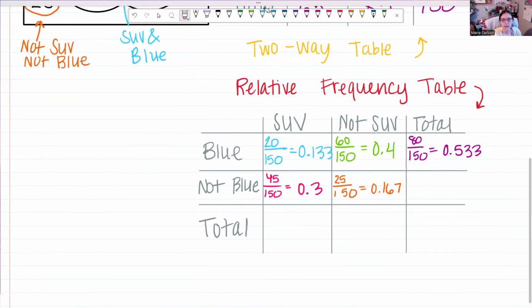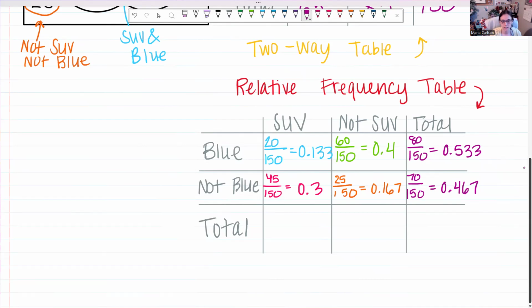All right, let's look at the not blue total. So there were 70 not blue vehicles in total out of the 150. And 70 divided by 150, if I add up 0.3 and 0.16 repeating, we get approximately 0.467.